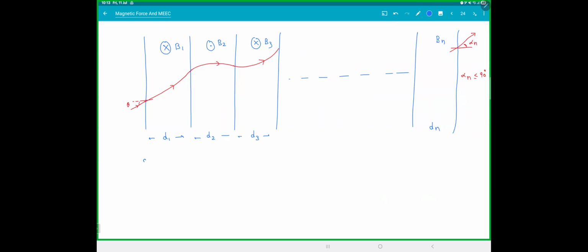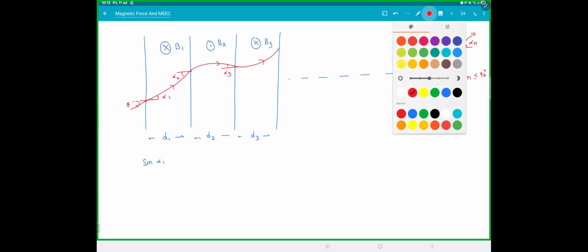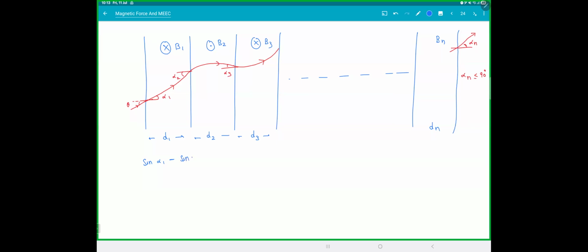So if you try to apply the formula here, for the first one, you will get sine alpha 1 minus sine theta. It will be d1 by r1. Then sine alpha 2 minus, wait, actually, this is also theta only. This is theta. This is alpha 1, this is alpha 2, and so on. I didn't draw the picture to scale. So this will be sine alpha 1. This will be minus, because the curvature is reversed, you put a minus. And so on, if you do this till sine alpha n, you get a telescopic function.